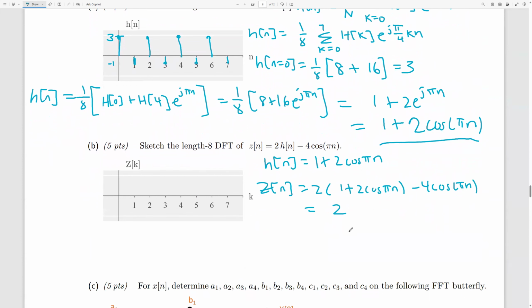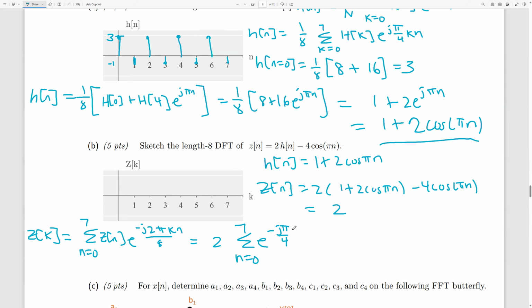Now, if I want to convert this, I want to use, for example, the DFT formula. I want to say that Z of k equals the sum from n equals 0 to 7 of z of n e to the negative j 2 pi k n over 8. That is the formula. And when I say z of n equals 2, then I'm just going to get 2 times the sum from n equals 0 to 7 of e to the negative j pi over 4 k n.